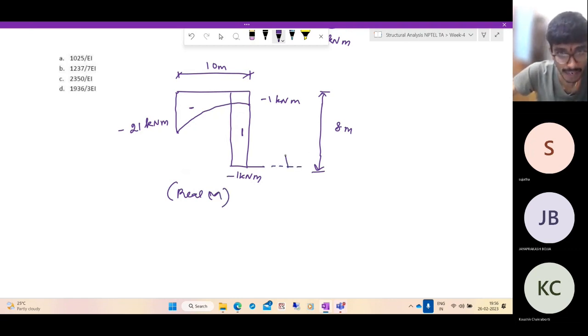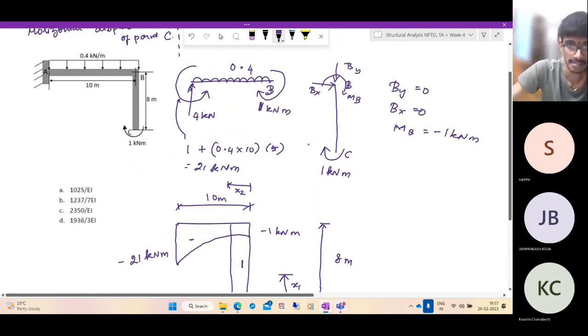So let me do one thing. Let me set up two coordinate systems. Since there are two beams, for this beam, I'm taking the origin here. And let me call this x1. And for this beam, let me take the origin here. And let me call this as x2. Okay, it'll be helpful when we do the integration. So this is the real system.